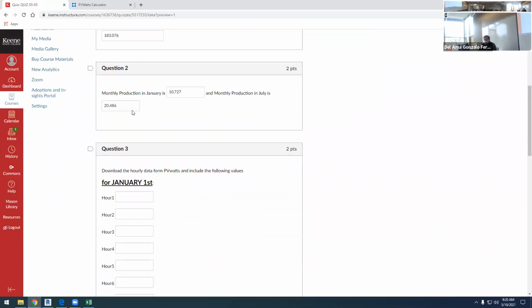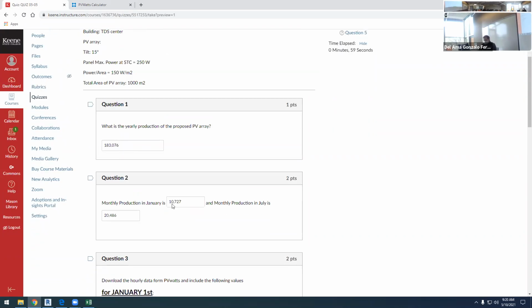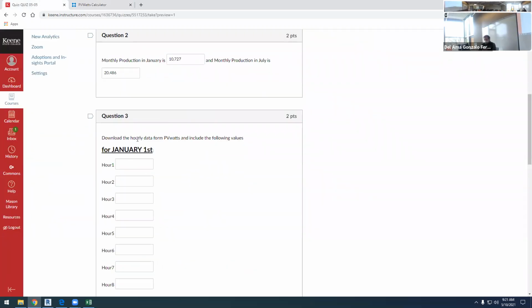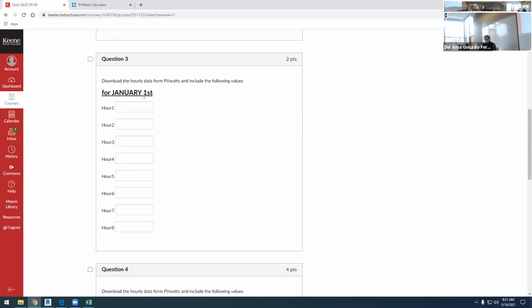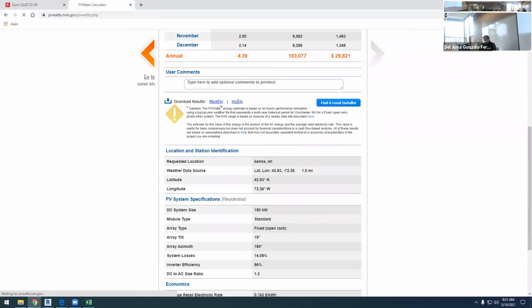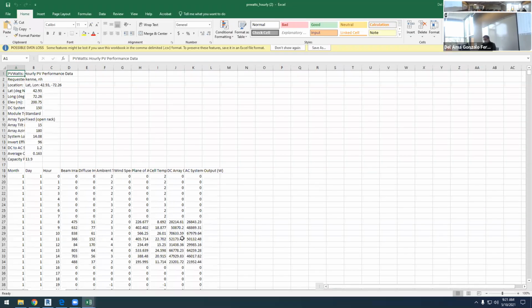This is the challenge of this quiz, because the first three answers are pretty straightforward. If we have included the right DC size and the right tilt, we only have to copy first this value and then any of the monthly values that we have here. But here we have to download the hourly data from PVWatts and include all these for January the 1st and for July the 1st. So remember that we can download the hourly data. Here we have an Excel file. We open that Excel file.